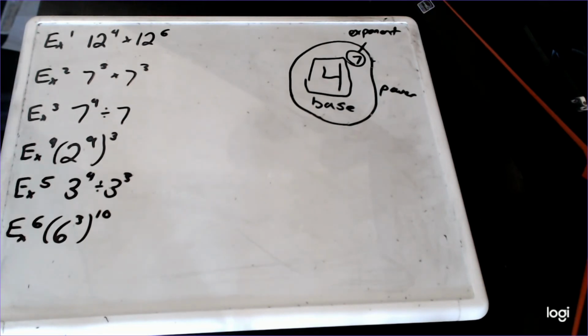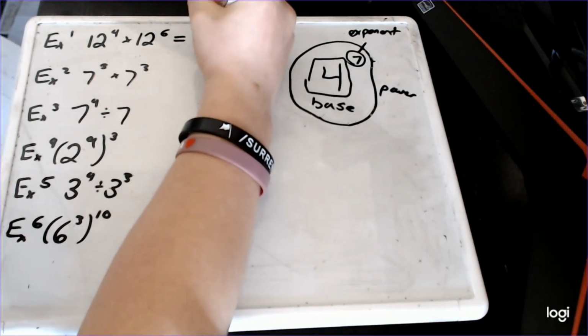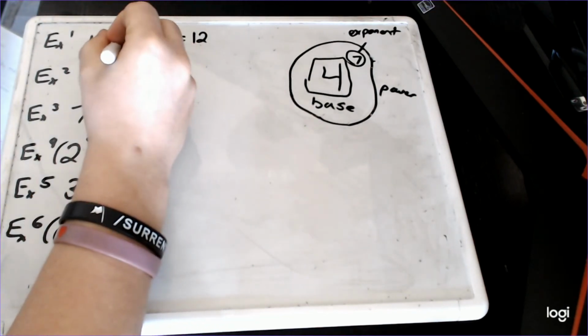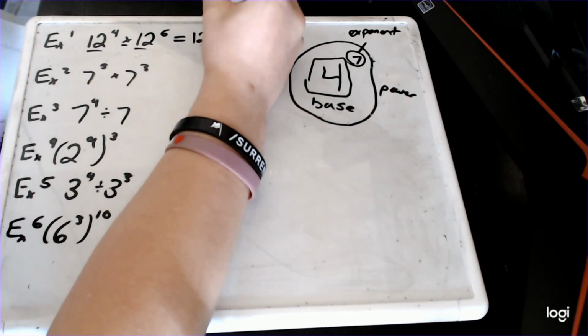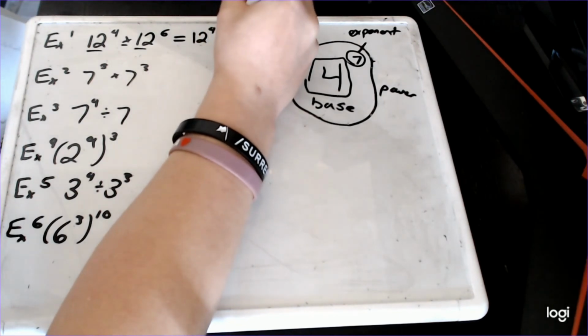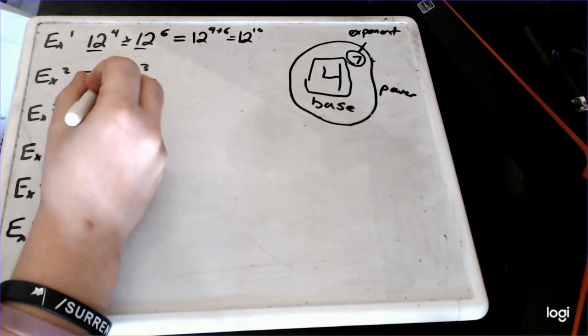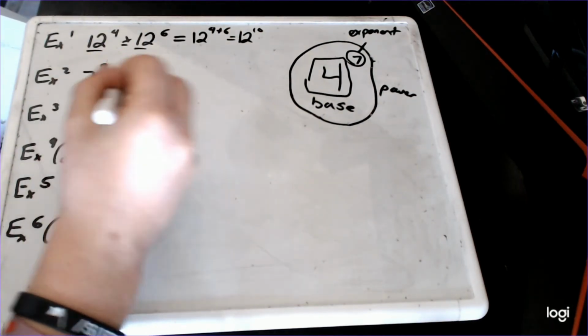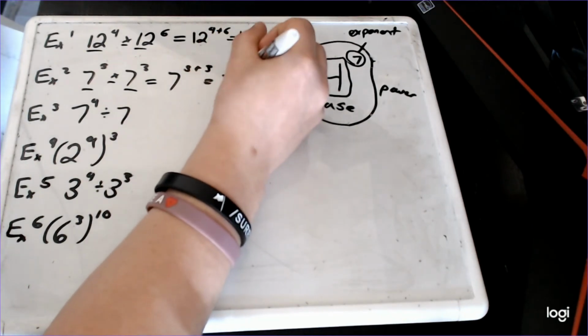All right, welcome back. So, let's give us some solutions here. So we have multiplication, same base. 12 to the 4 plus 6 equals 12 to the 10. All right, this one is, again, multiplication. We have the same base. So 7 to the 3 plus 3 equals 7 to the 6.